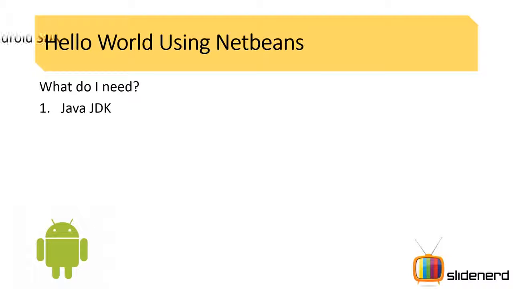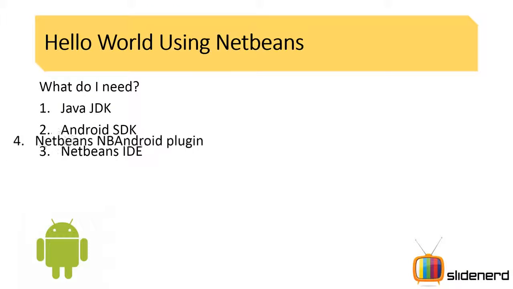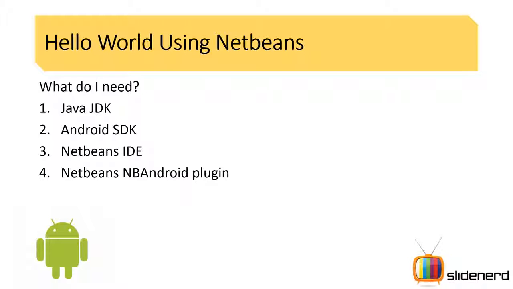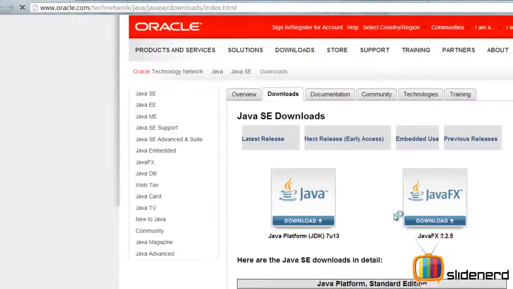We need four things. We need the Java JDK, the Android SDK, the Netbeans IDE, and this is the most important part, the Netbeans NB Android plugin. For those of you who are familiar with making apps on Eclipse or IntelliJ, I have to tell you this: Netbeans does not have inbuilt support for making Android apps. You have to do it through plugins. One such plugin is the NB Android plugin. So let's go ahead, download this stuff and get this up and running, guys.